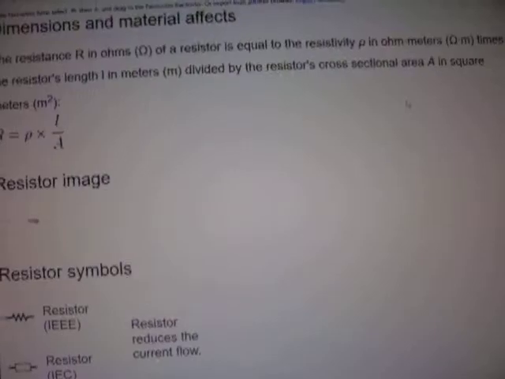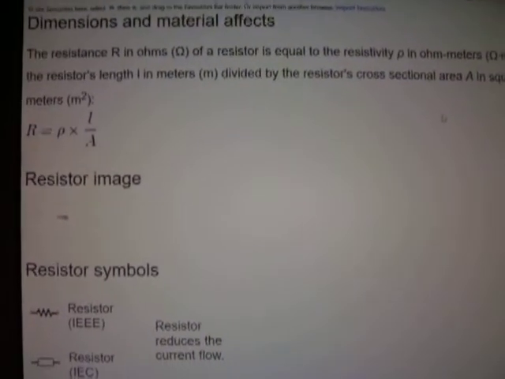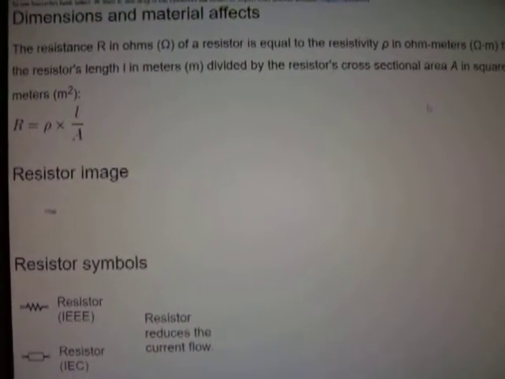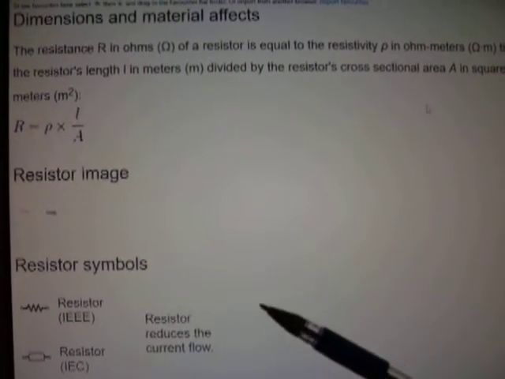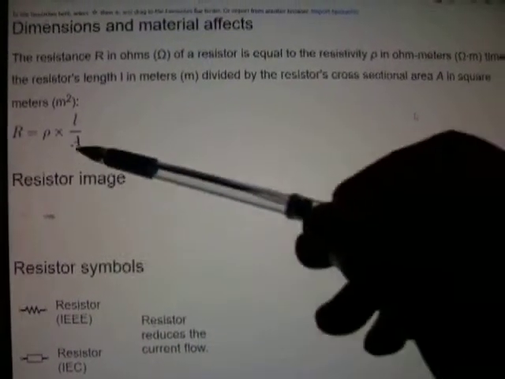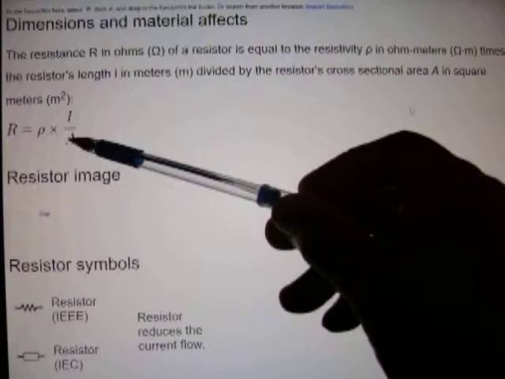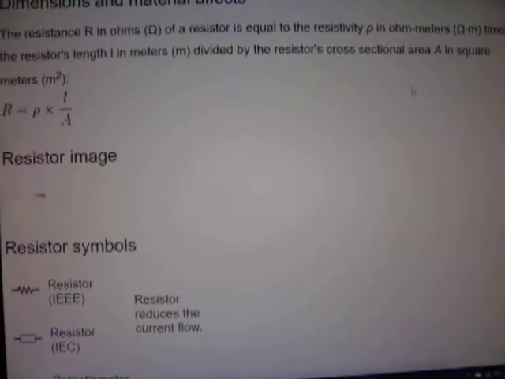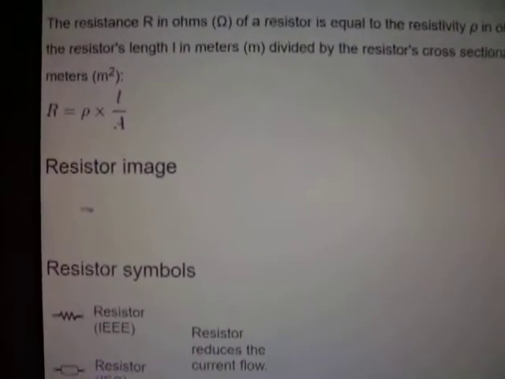So it's R equals rho, which will be the resistivity given to you of a given material, times the length of the material, whether it be copper, aluminium, etc., divided by its cross-sectional area. That will be the cross-sectional area A. Okay?